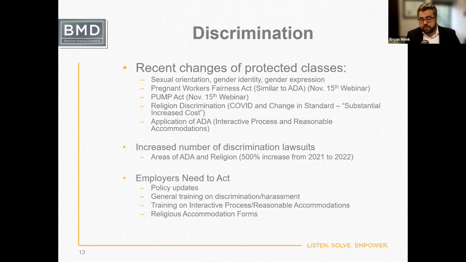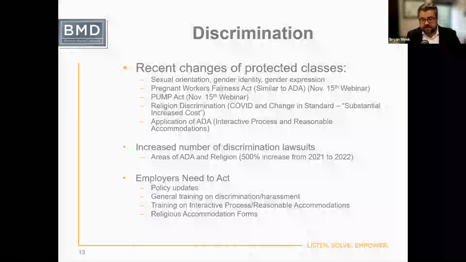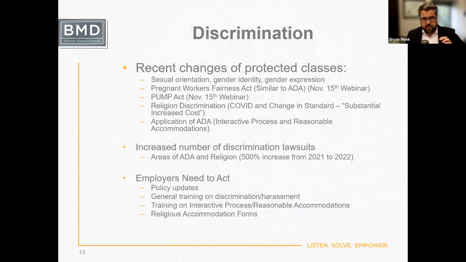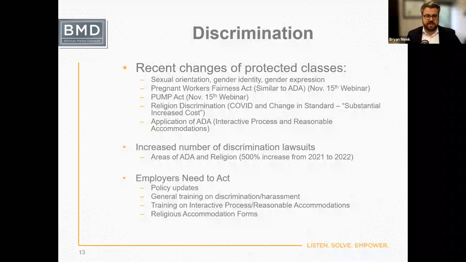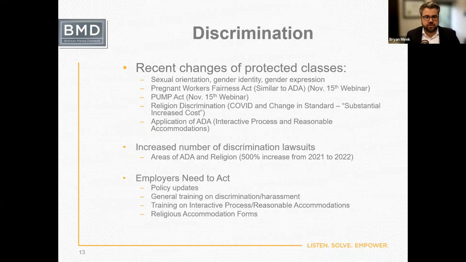The next expansion of protected classes concerns religion and religious accommodations. So the Supreme Court just over the summer expanded the undue hardship definition for religious accommodations. Traditionally, if an employer did not want to accommodate a religious accommodation request, they would only have to show a de minimis requirement of hardship, right? Very, very small, very easy to meet.